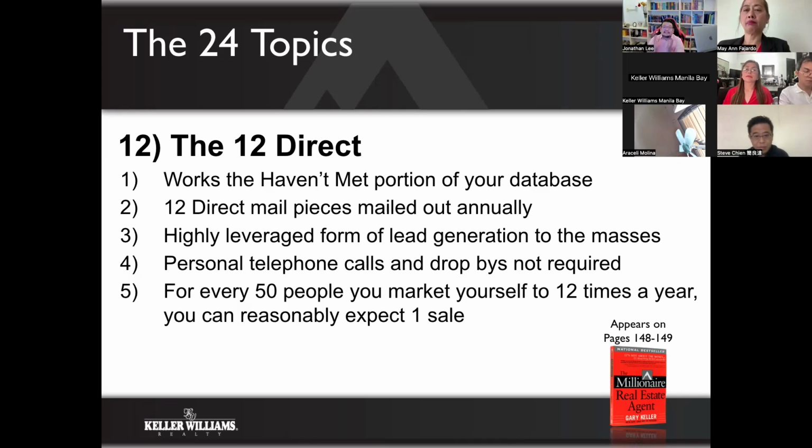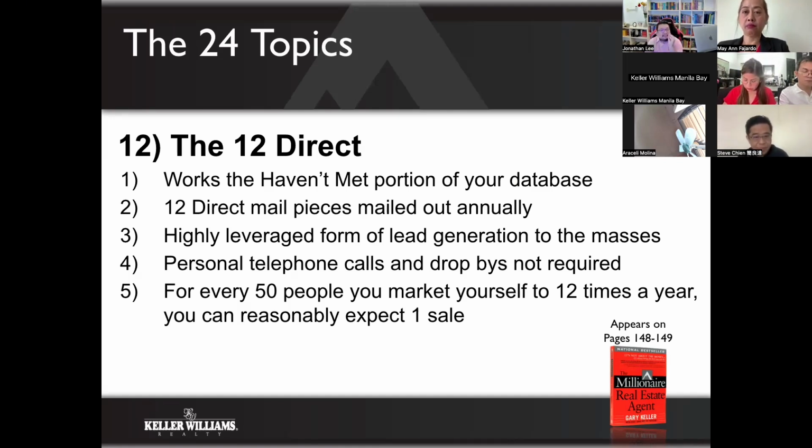Now, this model, the 12 direct, has been proven to work in The Millionaire Real Estate Agent. When Gary Keller wrote this book, he actually did research. And he found out that for every 50 people you market yourself to 12 times a year, you can expect 1 sale.